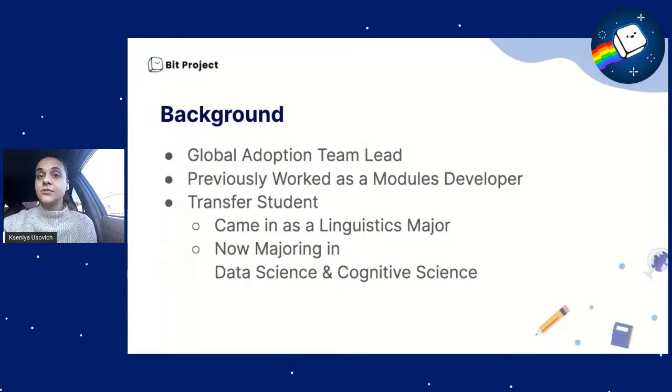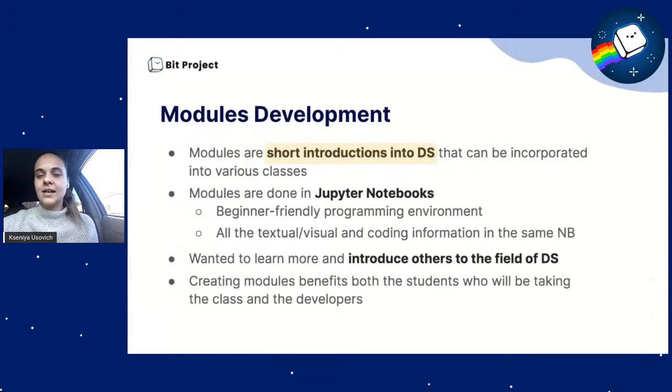I myself am a transfer student and I came in as a linguistics major, and I was initially interested in cognitive science, but I was so intimidated by the computational component of it that I was like, maybe it's not for me. Luckily, I got enrolled in Data 8, Foundations of Data Science class, and changed my mind. So now I'm majoring in data science and cognitive science.